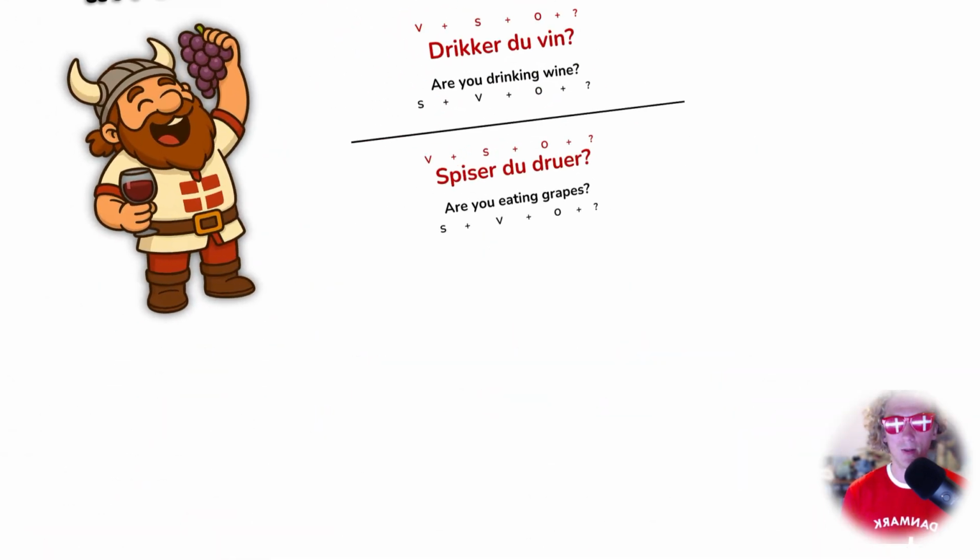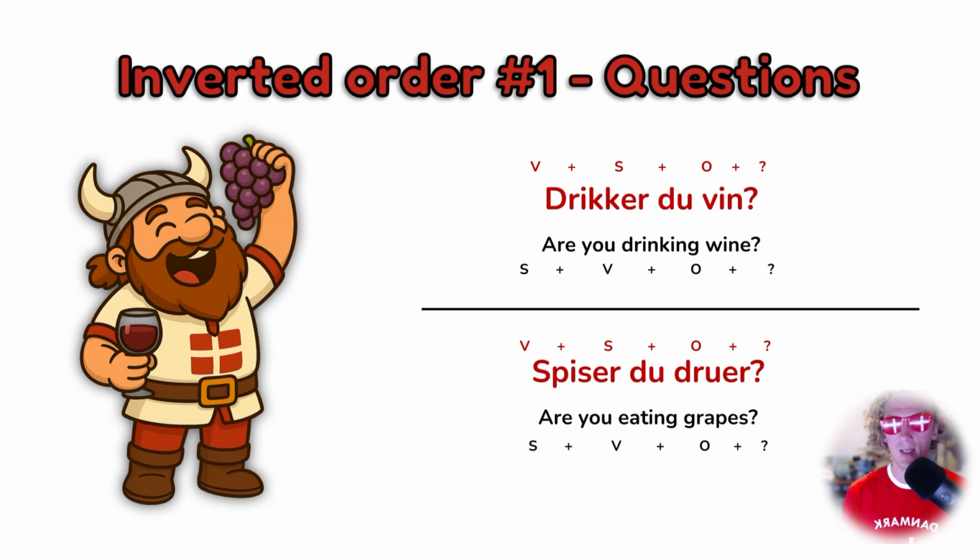We do that in the first case in questions. So, example here. "Drikker du vin?" Drikker, the verb, comes before. So, "drikker du vin," verb, subject, object. It means, are you drinking wine? So, in English, we do have the subject, the verb, and the object still, and then the question in the end. But we need to invert that in Danish.